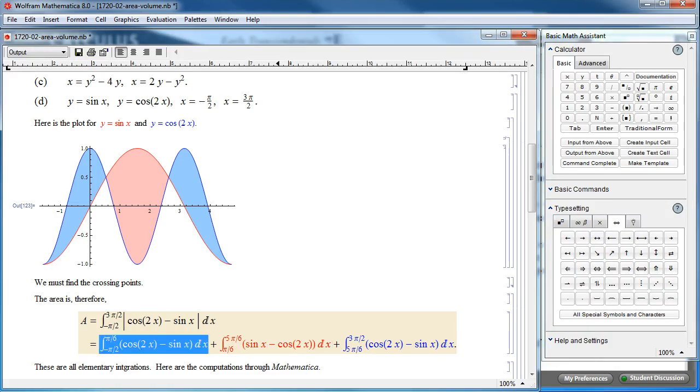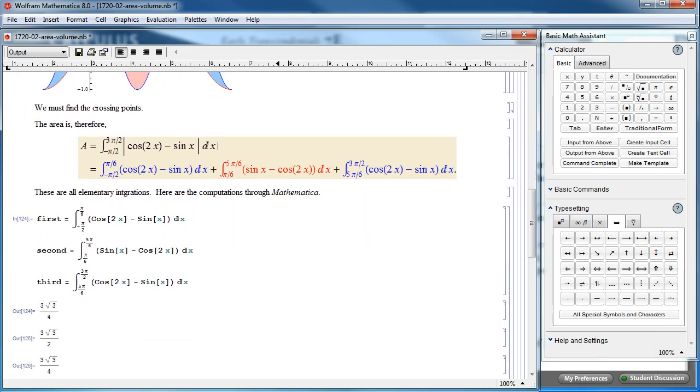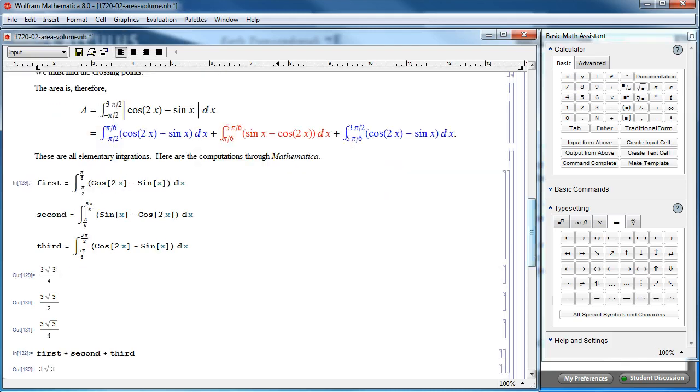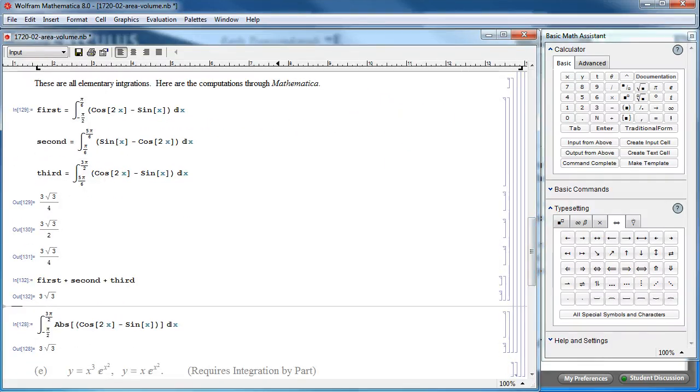Calculating these definite integrals is easy. All you have to do is take the antiderivatives using the antiderivative rules and then use the fundamental theorem of calculus. Plug in the top, plug in the bottom, subtract one from the other. I'm going to leave the rest to the students. Here is the computation through Mathematica, and adding all those we get 3 square root of 3, and that's going to be the final answer. By the way, you can check whether that is true by this absolute value computation if you have a computer algebra system. But of course, this is when you have Mathematica or things like that with you.